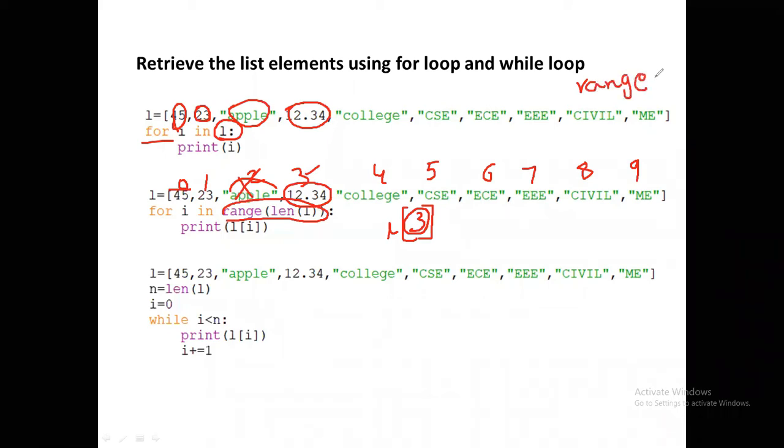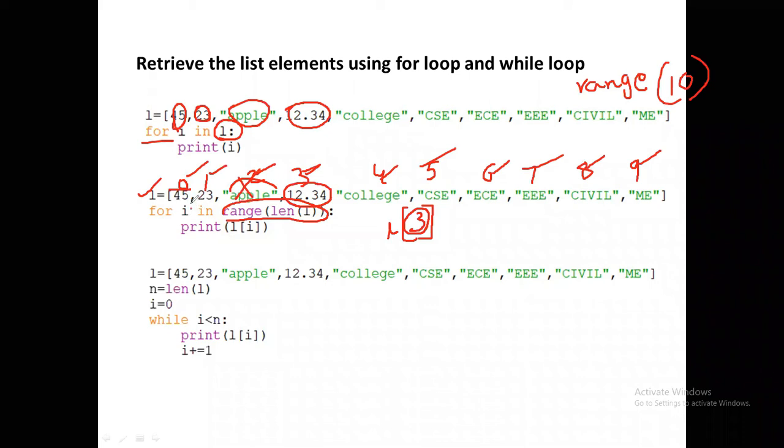So range of length of L. What's the length of L here? The length of L is 10. This is the L list. The length of the list L is 10. So range of 10. That means it returns the number sequence 0, 1, 2, 3, 4, 5, 6, 7, 8, 9.